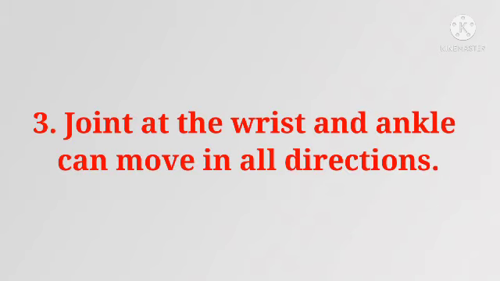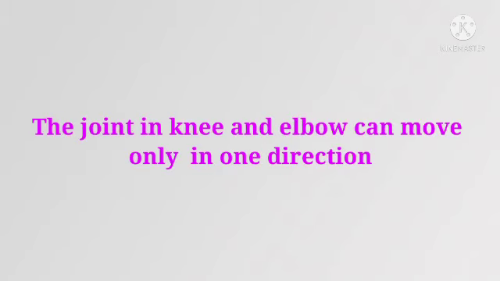Third question, name two movable joints that are similar in their movement. We already studied that joints are different in their movement. So we can write an example of any two joints that are similar in their movement. We can write, children, wrist and ankle. The joints at the wrist and ankle can move in all directions. Otherwise, we can write the joints at the knee and elbow can move only in one direction. That way also we can write the answer.